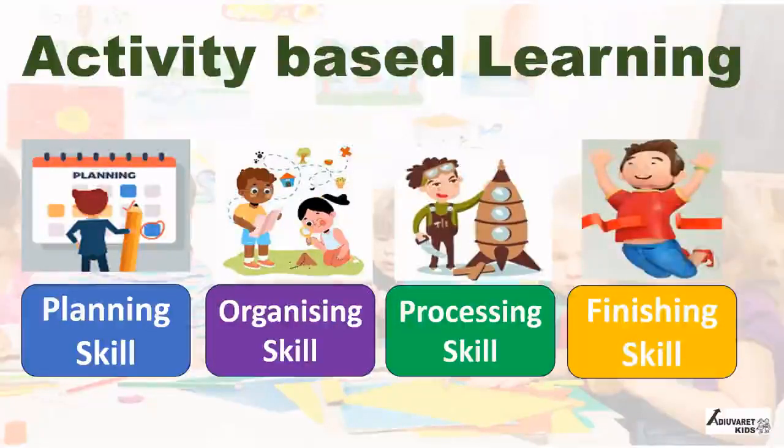Now, finally, the fourth component of activity-based learning is the finishing skill. It's very important. Although it is very easy to start any activity, in most places it has been observed that children fail to complete a particular task they take up. So, to ensure that activity-based learning also includes the sense of accomplishment, the child must be skilled to finish a task which the child starts. So these are the four components.